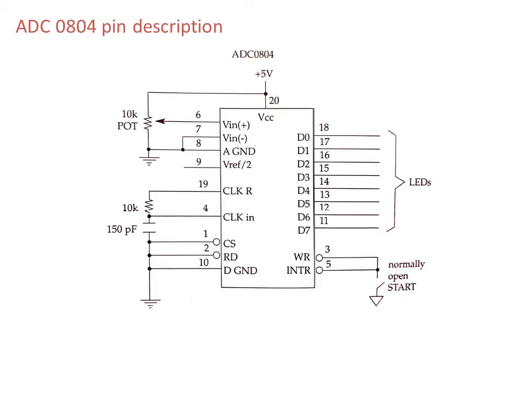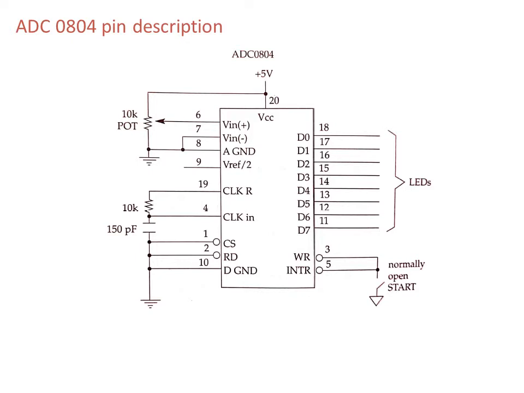The figure shows the ADC 0804 chip, that is, testing ADC 0804 in free running mode. ADC 0804 is a 20-pin IC. Here pin numbers 11 to 18 are the data pins D0 to D7, the 8-bit data pins. Pin number 3 is write, pin number 5 is interrupt, pin number 10 is digital ground, pin number 2 is read, pin number 1 is chip select, pin number 4 is CLK IN, and pin number 19 is CLK R.